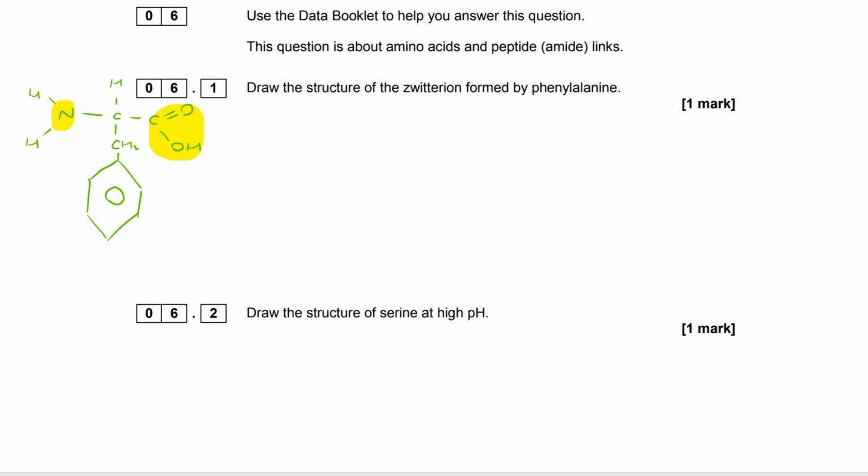So I've got something that can act as a proton acceptor, and something that can act as a proton donor. And the reality is, with amino acids, that we will end up with this structure as the zwitterion of phenylalanine. So the COOH has lost its H+, the NH2 has gained an H+, and we end up with our NH3+ and COO- components of the overall structure.